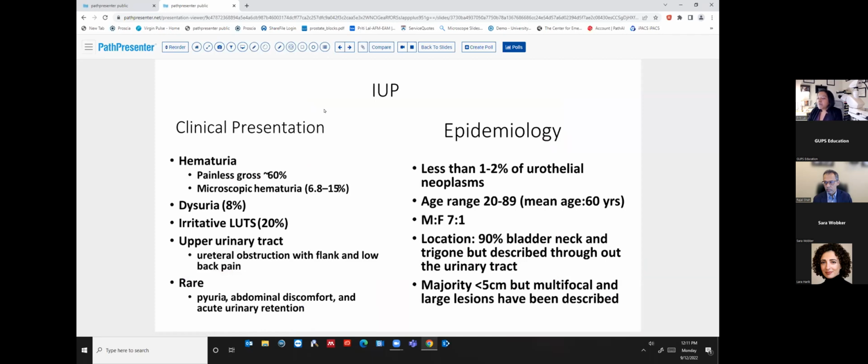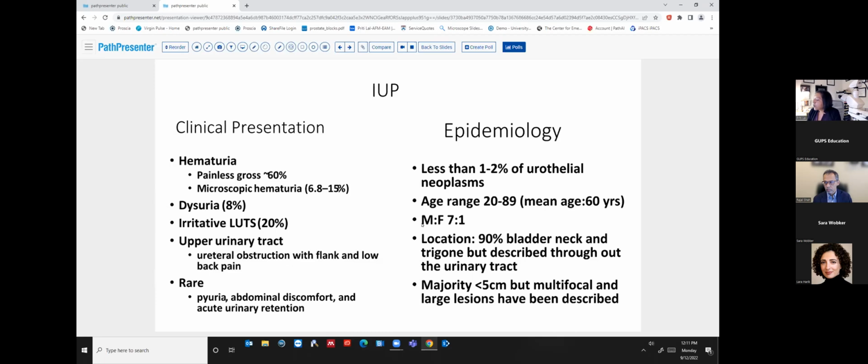So I have minimized the number of slides with text, but this one is mandatory, just going over the clinical presentation and epidemiology of inverted urothelial papilloma. The majority of these patients present with gross hematuria or microscopic hematuria. Some may have lower urinary tract symptoms like irritative symptoms, dysuria, and in the upper tract, if there is an obstruction of the outflow, they may present with flank pain or low back pain.